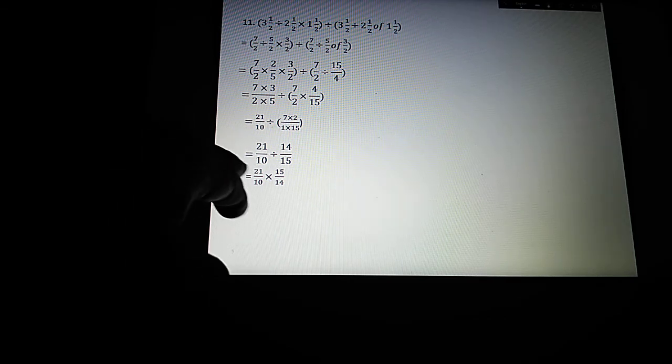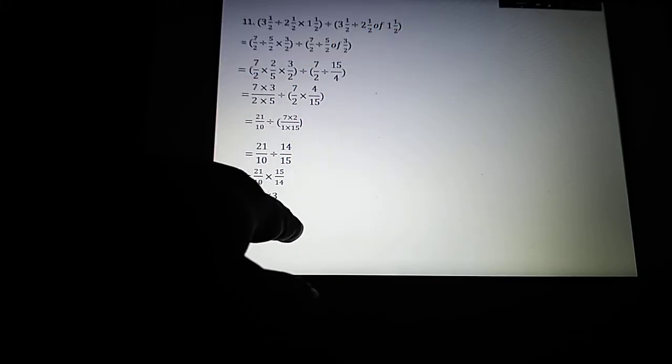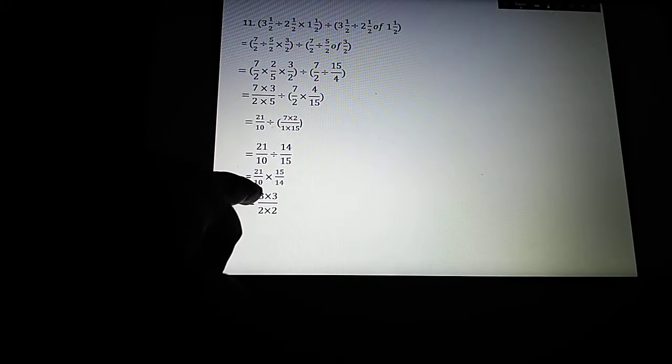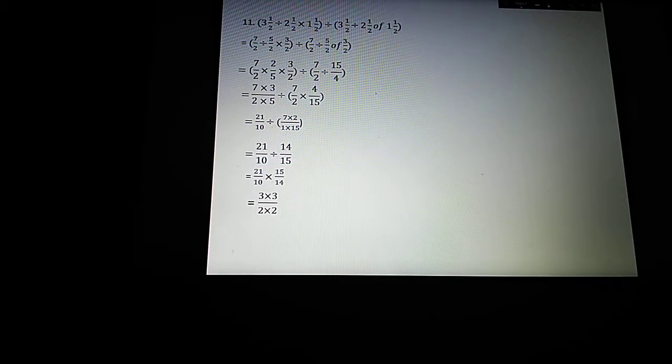And we know 21 and 14 both are divisible by 7. We know 7 3s are 21, and 7 2s are 14. And similarly, 15 and 10 both are divisible by 5. 5 2s are 10 and 5 3s are 15. So at last we get 3 3s are 9 and 2 2s are 4.